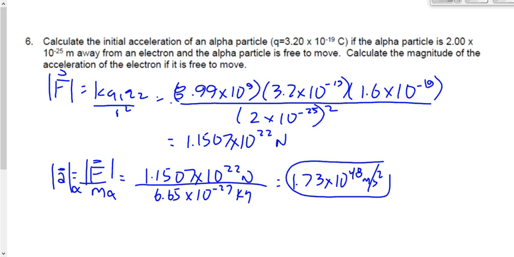That's okay. There's no upper limit to acceleration. It could be 10 to the 100. It's not likely to be that high, but it could be. There is a maximum speed, but there's no maximum acceleration.